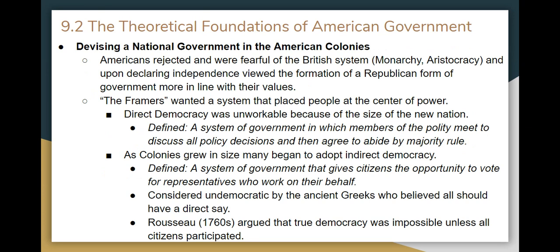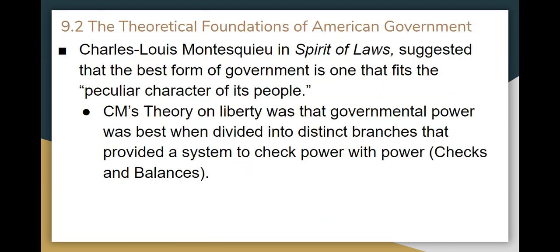Devising a national government in the American colonies, Americans rejected and were fearful of the British system, monarchy, aristocracy, and upon declaring independence, viewed the formation of a republican form of government more in line with its values. Sounds somewhat like Montesquieu.